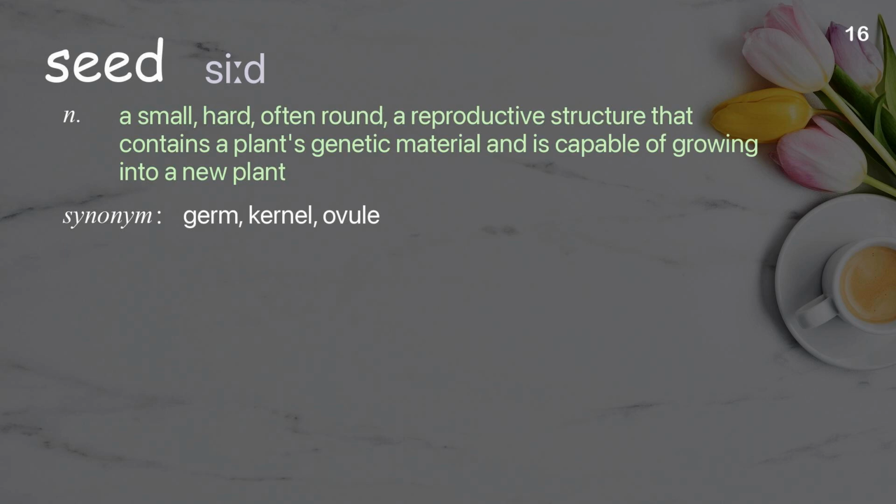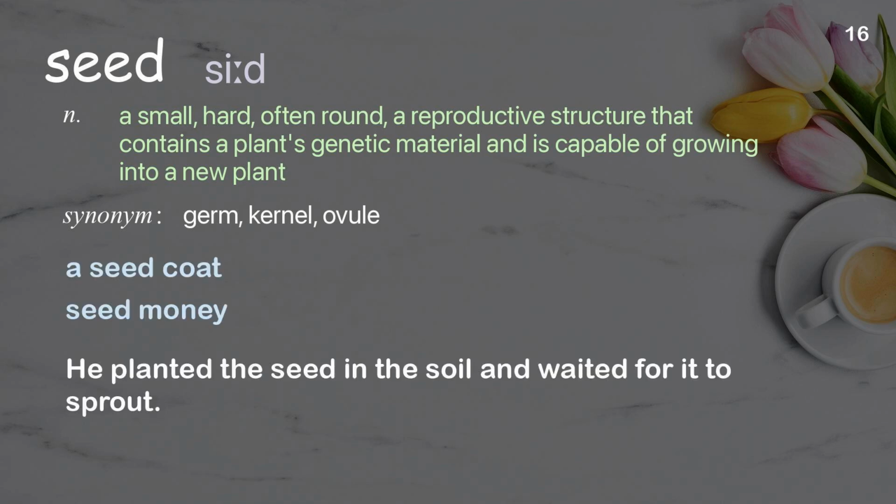Seed. A small, hard, often round reproductive structure that contains a plant's genetic material and is capable of growing into a new plant. Examples: A seed coat, seed money. He planted the seed in the soil and waited for it to sprout.